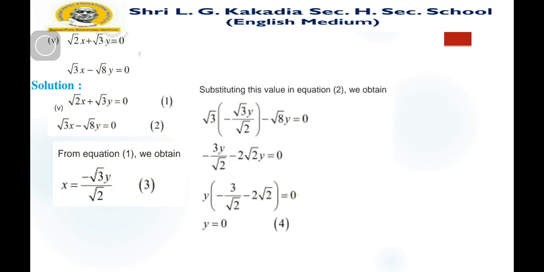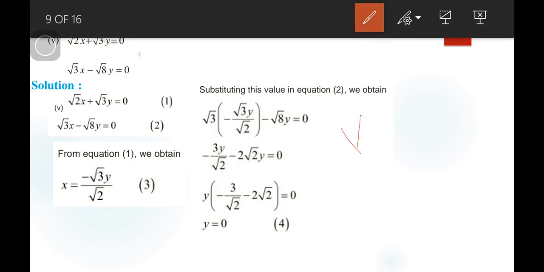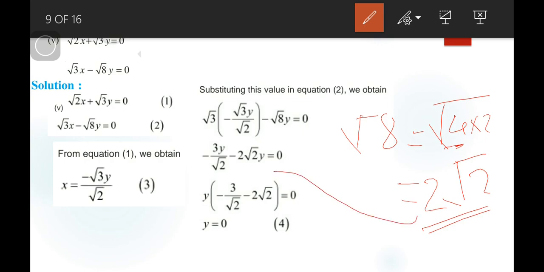Now we put this value in equation number 2. Substituting this value in equation number 2, we obtain, here we put the value of x, root 3 into root 3, that is 3y divided by root 2, and here you can write root 8 in the form of 2 into root 2. Why? Root 8 is a multiplication of 4 and 2, so we can take the square root of 4 out of the square root, then we find 2 root 2, and we put this value here.